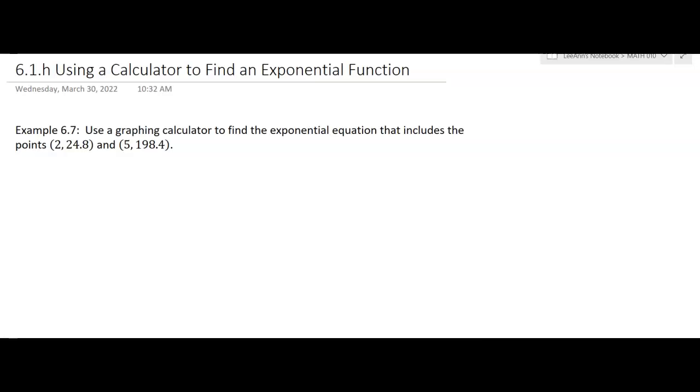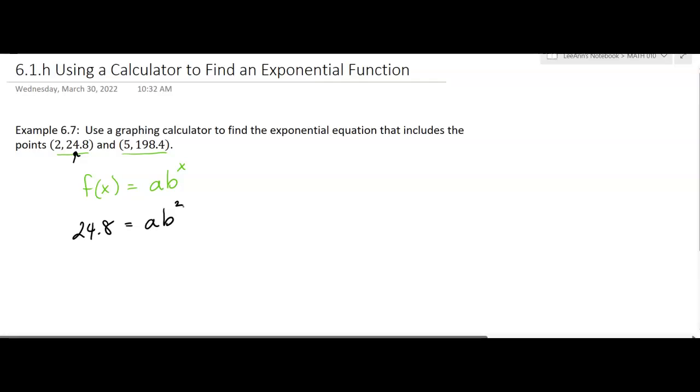So it's the same as the problems we were doing before. They give us two ordered pairs. We know the model, f of x equals a b to the x. They're just maybe not great easy numbers to work with. So for the first one, I'll just use 24.8 equals ab squared, right? Okay, so to solve for a, I can say 24.8 divided by b squared equals a.